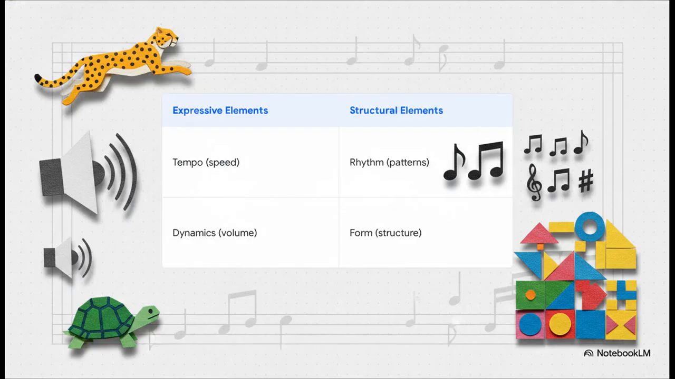So let's open up that vocabulary toolkit and group these concepts into expressive and structural elements. On the expressive side, we've got tempo, which is simply the speed of the music. In the classroom, you might ask, hey, is this fast like a running cheetah or slow like a walking turtle? Then we have dynamics, which is all about volume. Is the music super loud or really soft? Then, over on the structural side, we have rhythm. That's the pattern of sounds and silences. And finally, form, which is the overall structure or the organization of the piece. When you master these terms, you can easily explain speed, volume, and patterns so your students can start picking them out all on their own.